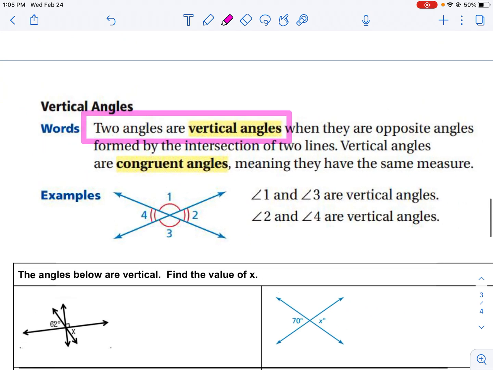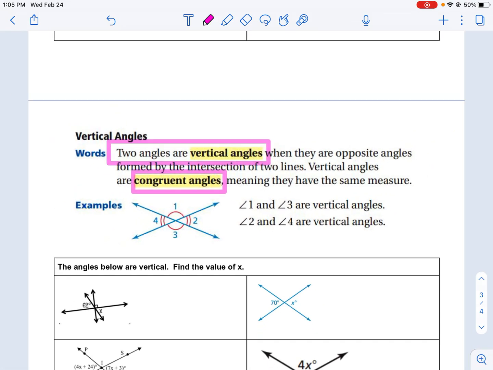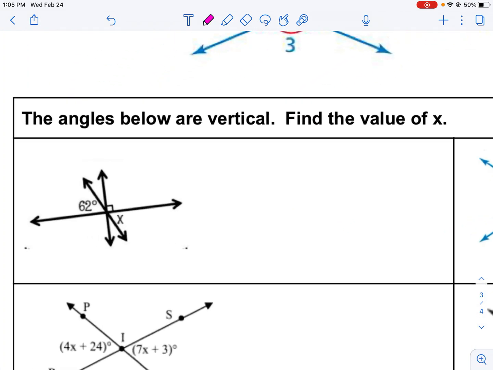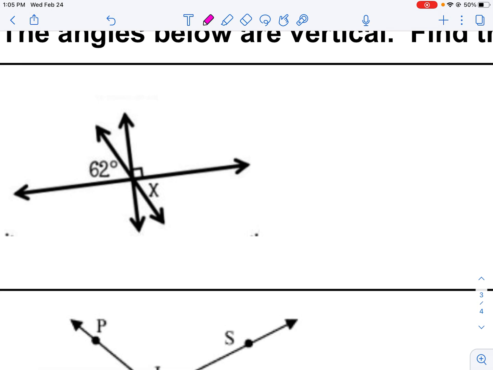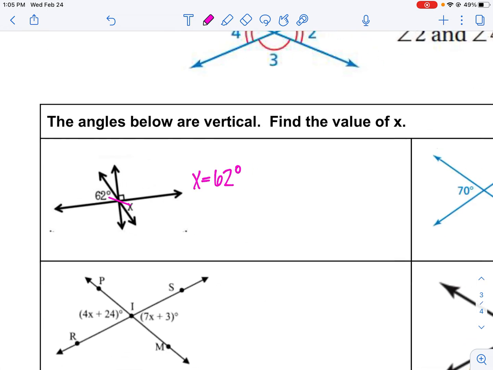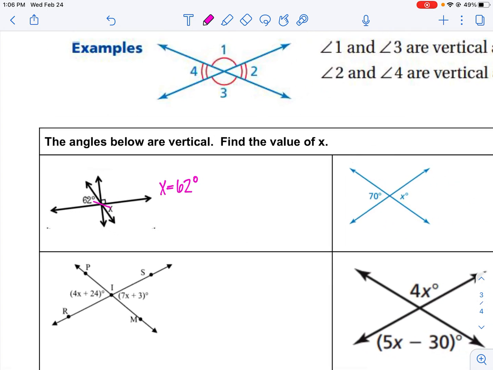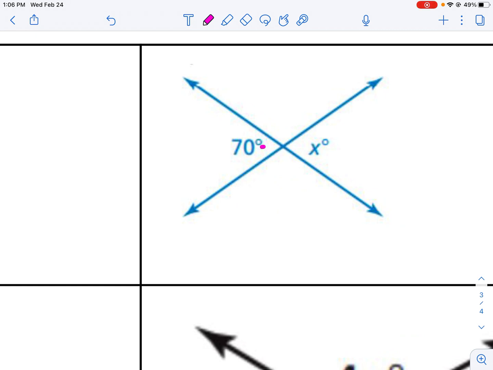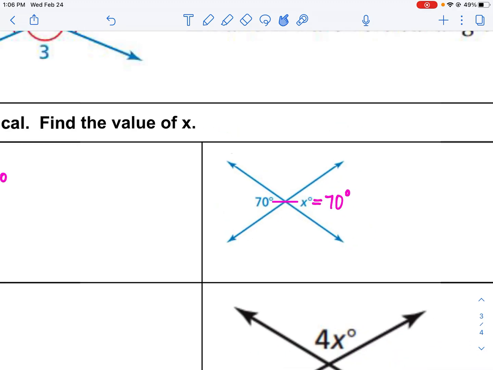When I talk about vertical angles, they are congruent, so they're equal. There's no degree measurement we set them equal to. We actually set them equal to each other. So some easy examples to think about are the first two. 62 and x are vertical. Therefore, x is also equal to 62 degrees. There's no math there. It's just they're the same. They're congruent. The same thing's going to happen with this second example. They're vertical. Therefore, x is equal to 70 degrees.